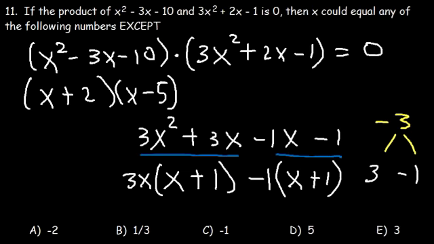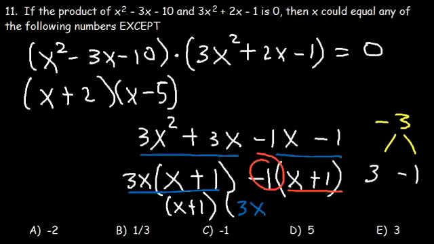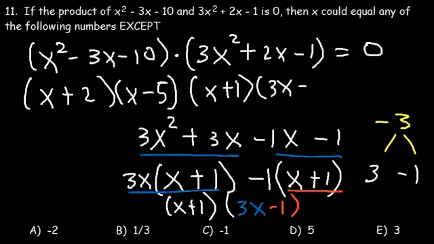So now we're going to factor out x plus 1. If we take out x plus 1 from this term, we have 3x that's left over. And if we remove x plus 1 from this term, we have a negative 1 that's left over. So therefore, the expression on the right can be factored to x plus 1 times 3x minus 1, and all of that is equivalent to 0.